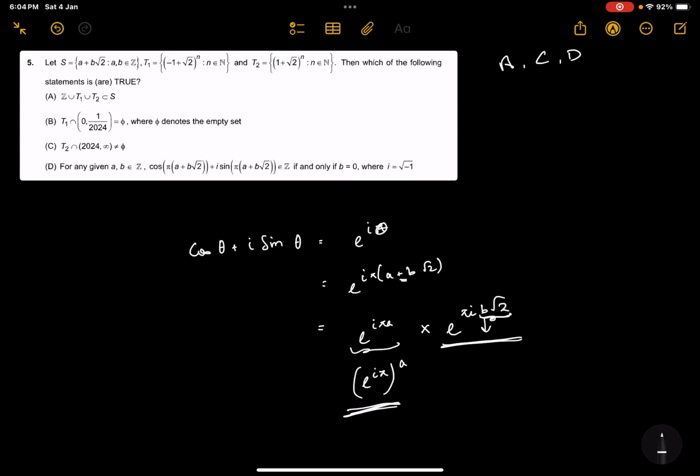So the argument was, as this is an integer, for the whole thing to be an integer, this thing has to be an integer, and this can only be plus or minus 1 depending on a. But for this whole term to be plus or minus 1, this thing has to be an integer, and for that we will need b root 2 to be an integer, but that's not possible if b is non-zero.